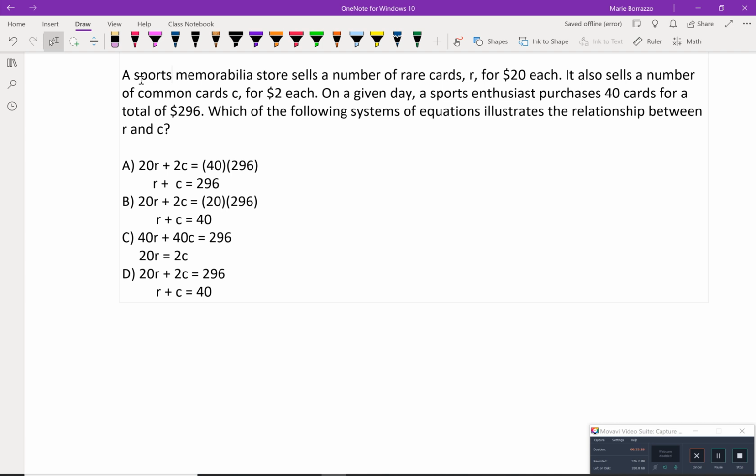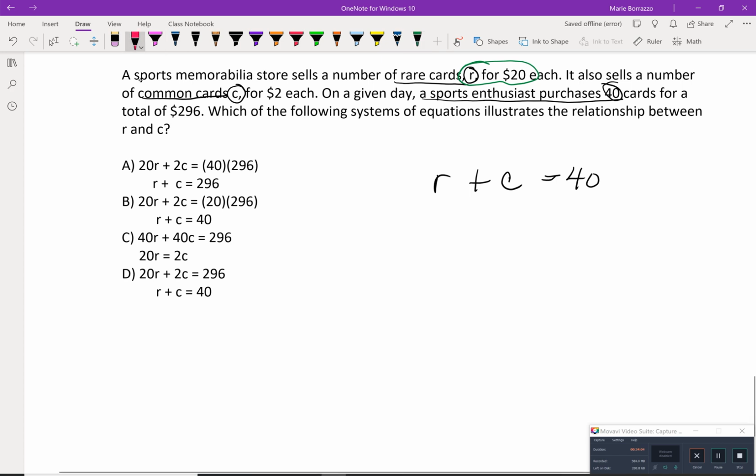So let's take this in little by little. So we have 2 types of cards, don't we? We have rare cards. These are the R, and common cards, which are C. And we know that this sports enthusiast purchases 40 cards in total. So we know that R plus C equals 40. I do know that each of the rare cards is $20 each. And I also know that the common cards, well, these are just $2. So I know that I have 2C and 20R, which added together, in this case, has to equal 296. And that is basically answer choice D.